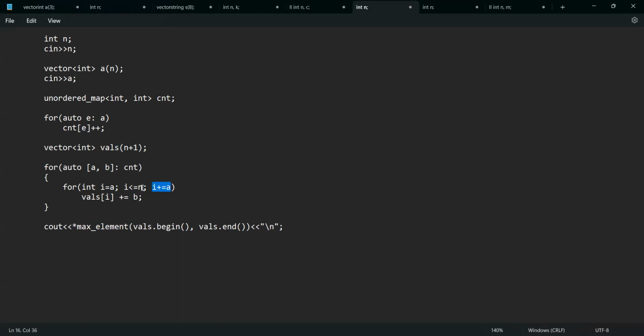And while I'm at a position which is less than or equal to n, I'll increment this value by B. B was nothing but the number of times this value was appearing in the array. Finally, I'm printing the maximum value that is in my vals array. Is it clear?